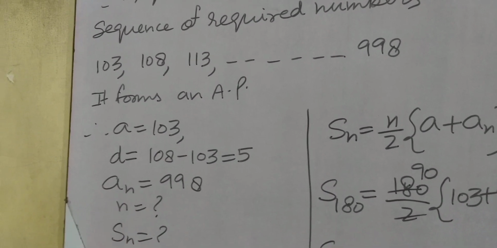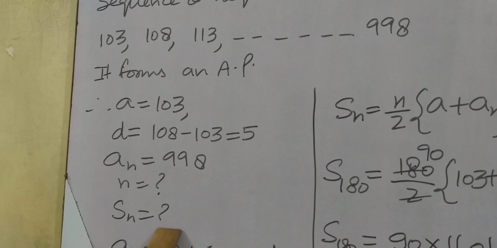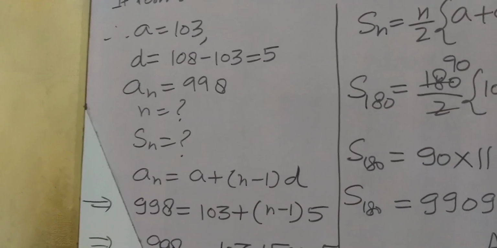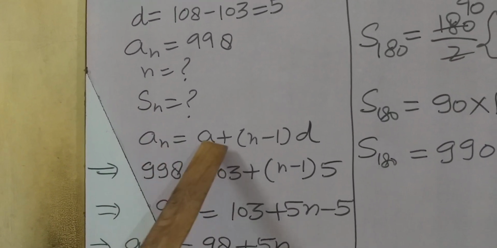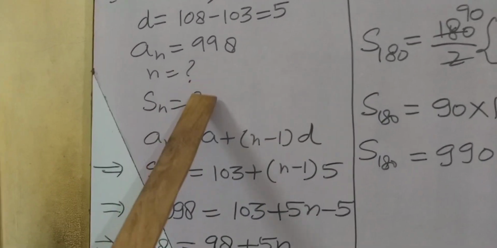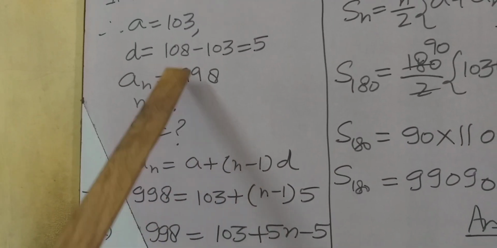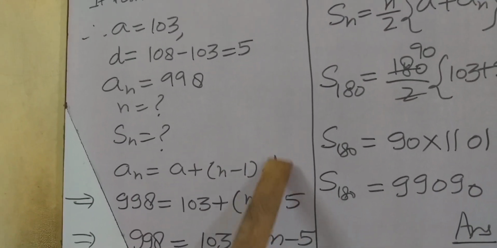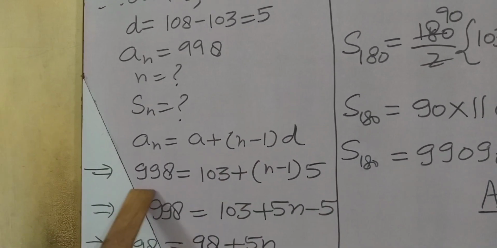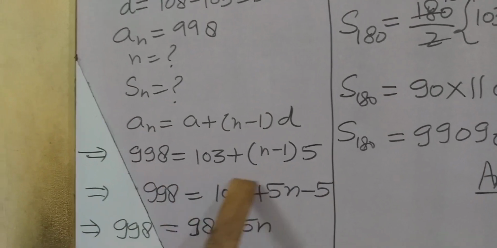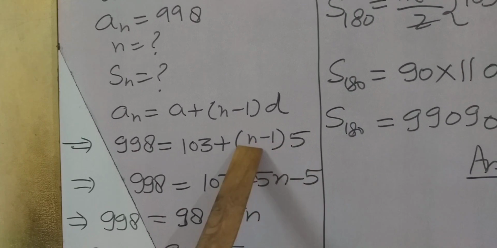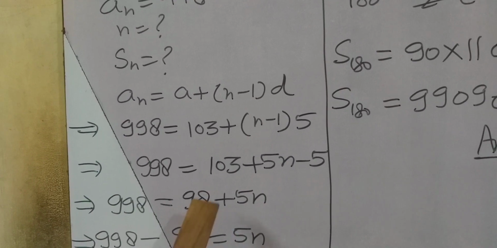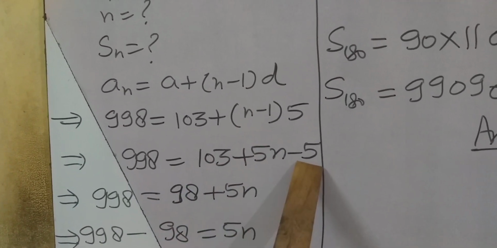So we have to find Sn. To get Sn, we need the number of terms also. So first of all, we apply the term formula: an equals a plus (n minus 1)d. an value is 998, a value is 103, n we don't know, minus 1 as it is, d is 5. Now student, we have to solve this equation. First we solve the bracket: 5n minus 5. The rest of the terms remain as they are. Now 103 minus 5 is 98, plus 5n.